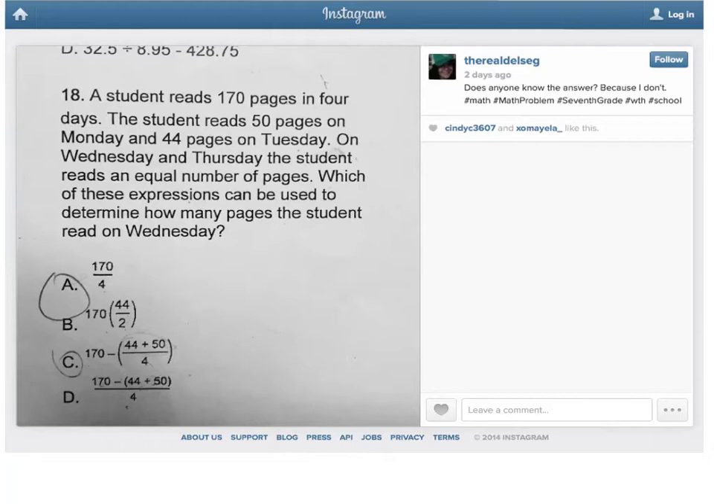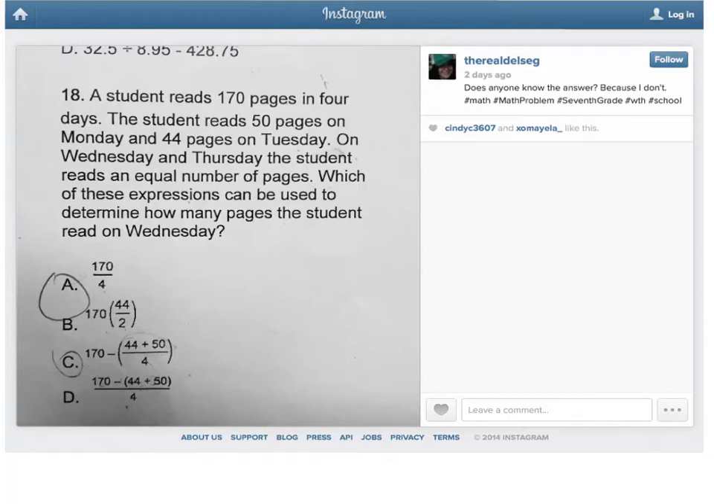So let's example solve it. It says a student reads 170 pages in 4 days. Cute. All right, the student reads 50 pages on Monday, 44 on Tuesday. On Wednesday and Thursday, the student reads an equal number of pages. Which of these expressions can be used to determine how many pages the student read on Wednesday?